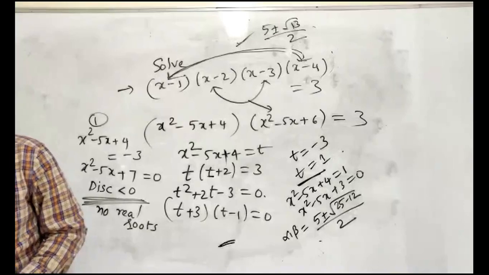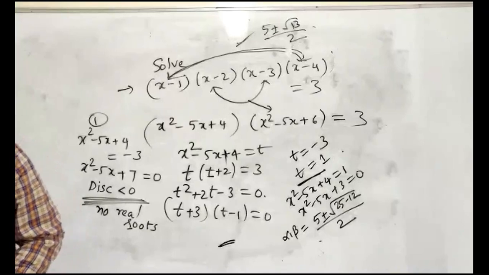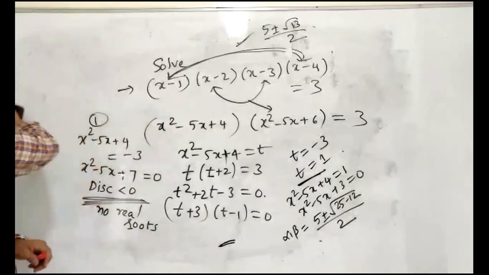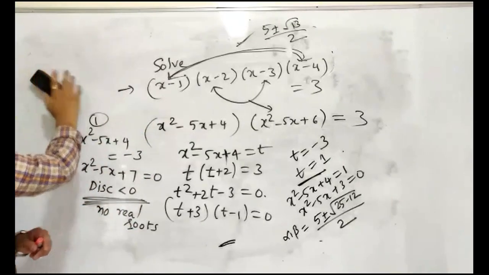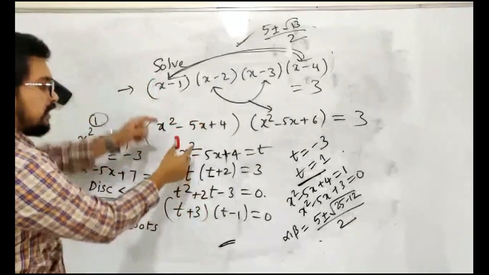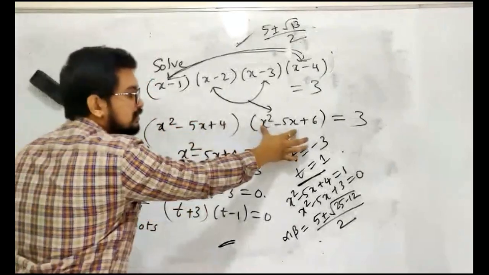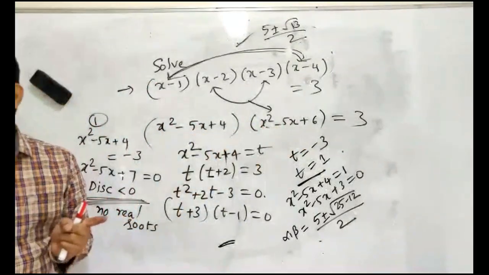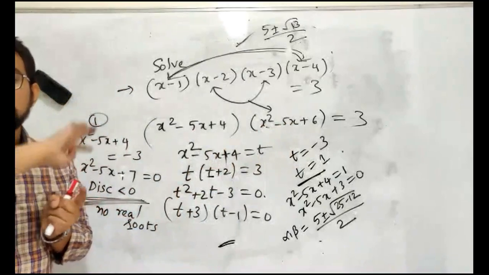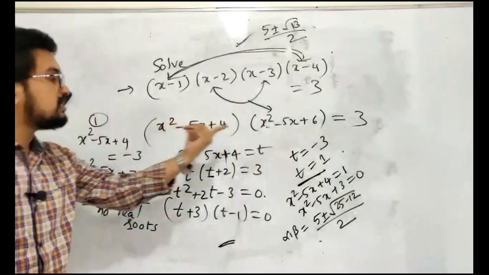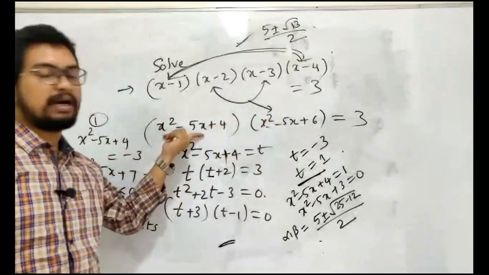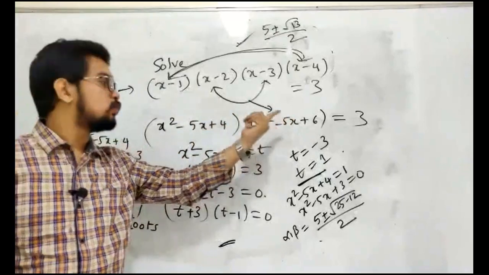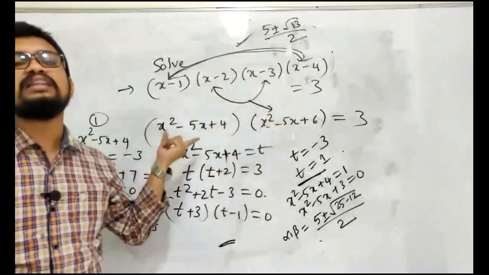Next. Hope this is very clear. One more problem. Yesterday we have seen a concept. Whenever such a problem is given, the concept is that x square minus 5x, x square minus 5x, you try to make these two terms same. Whenever such factors are given, you have to use your intelligence to make these two terms same. Then it will be converted to a quadratic.